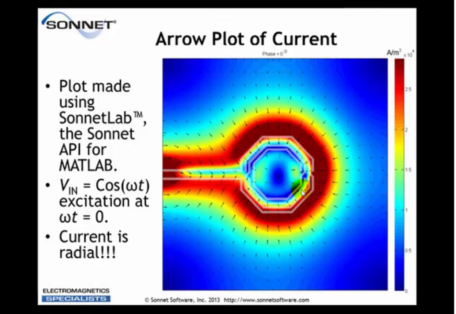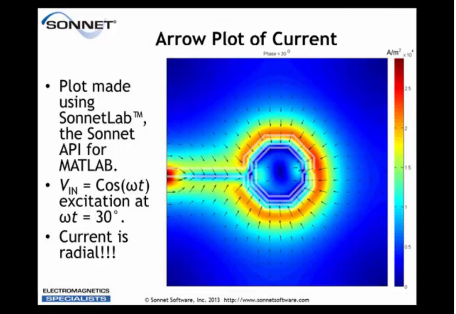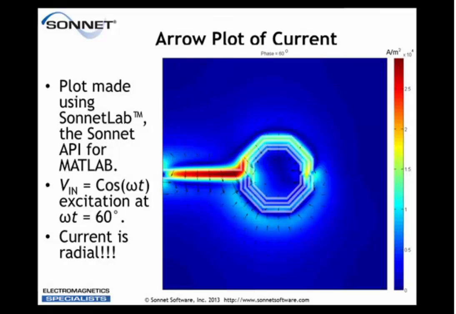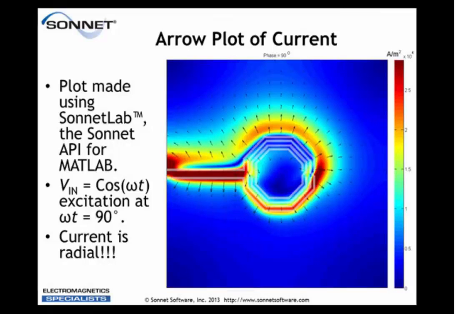Let's see what happens as we go towards 90 degrees. There's 30 degrees. The induced current is quite a bit reduced. 60 degrees. We'll look at this frame by frame here for a little bit, then we'll do an animation. 60 degrees. Wow. Current's almost all gone. At 90 degrees, the current's coming back and in the opposite direction. Most interesting. But at all times, the current is radial.